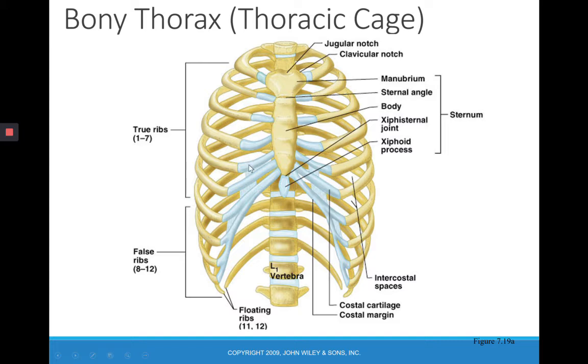Then you have this other cartilage, which is attaching the ribs anteriorly to the sternum, that's costal cartilage, and all of this is hyaline cartilage. You have at the top of the manubrium a jugular and clavicular notch. Part of the clavicle will attach to the clavicular notch. And then you have the ribs themselves, and we have true ribs, false ribs, and floating ribs, so more on those in a second.